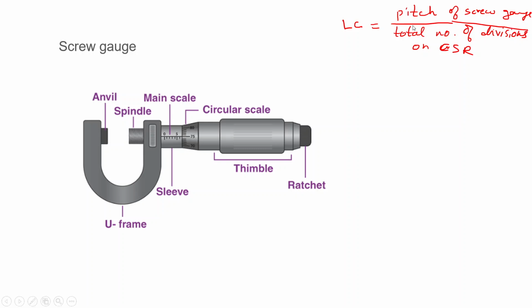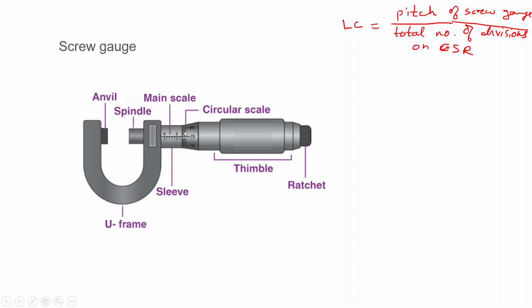Now what is the pitch of the screw gauge? When these two jaws are completely in contact with each other, meaning there is no object in between, the zero of the main scale should coincide with the zero on the circular scale, and we will not be able to see the 5 and these scalings. But when we start moving this, more of the linear scale we will be able to see.